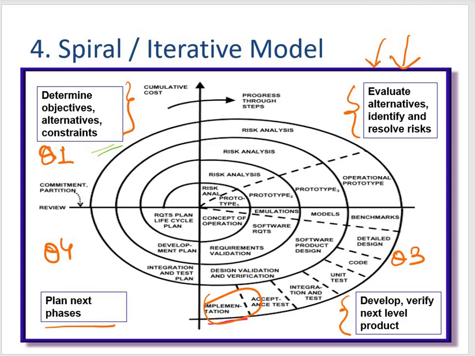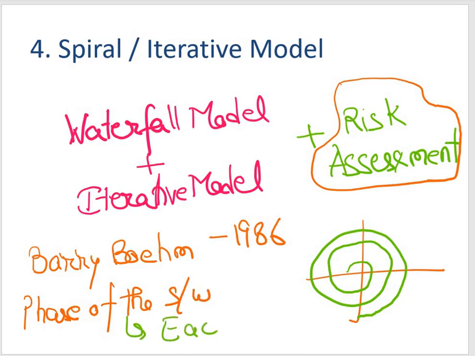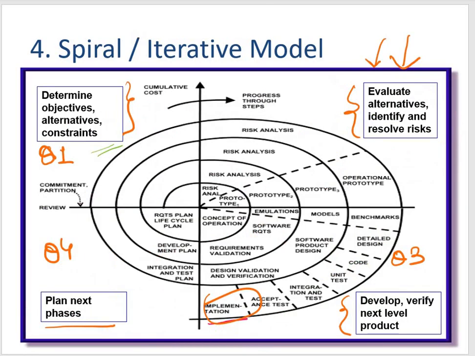Now each loop of the spiral is called a phase of the software. The exact number of phases needed to develop the product can be varied by the project manager. That will depend upon the project risk, and as the project manager dynamically determines the number of phases, the project manager has an important role in developing a product using the spiral model.